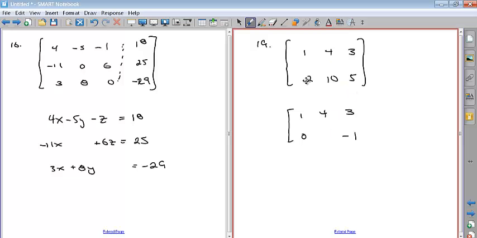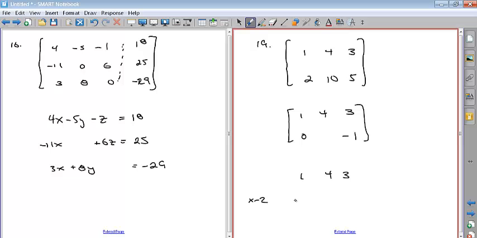So the question is, how do you get 0? Well, you can't just divide by a constant because you'd still have a number here. So this probably involves taking the first row, multiplying by a constant, and then adding it to this row. To get this to be 0, starting with 2, we have to subtract 2. So we would take the first row, which is 1, 4, 3, and multiply it by negative 2.